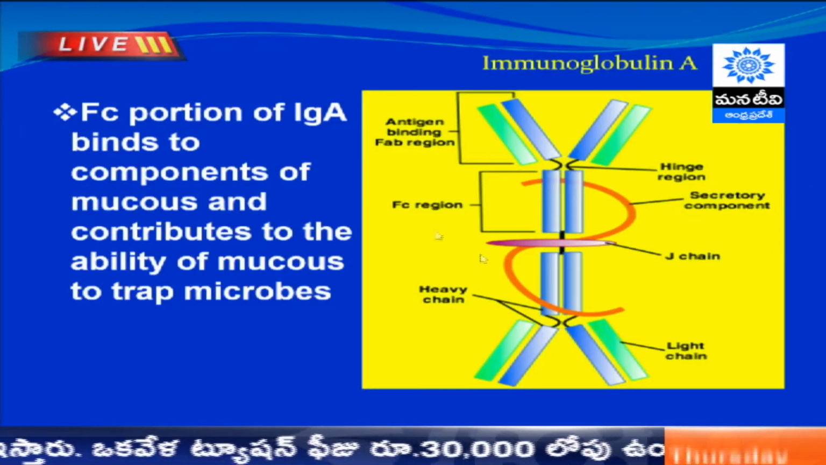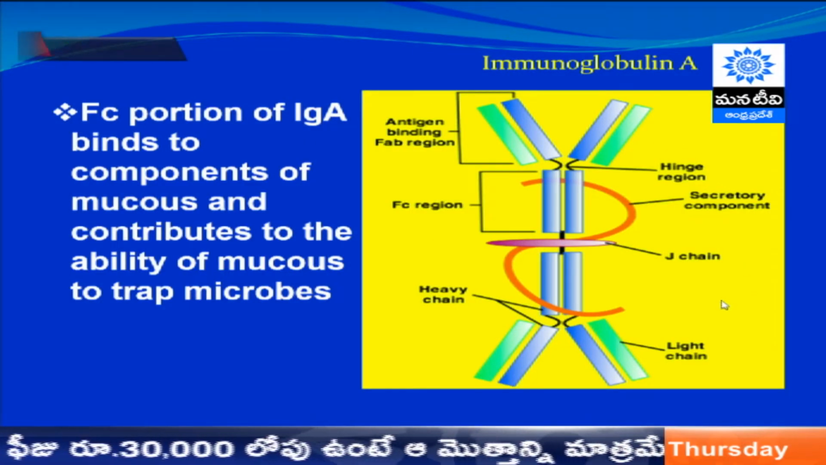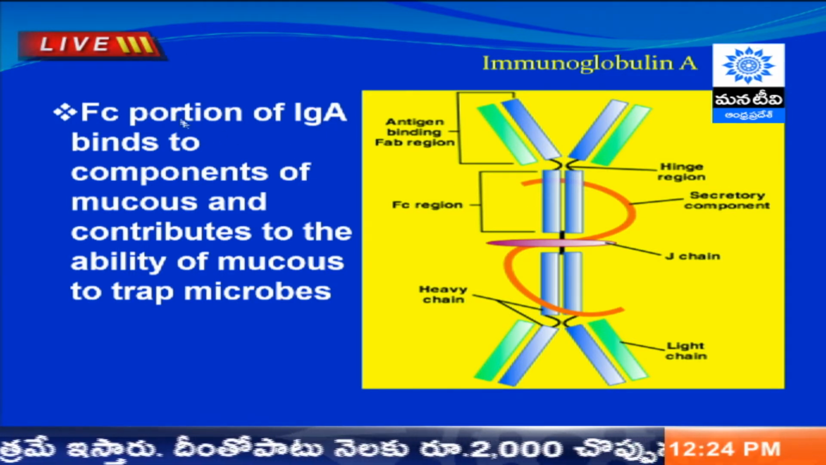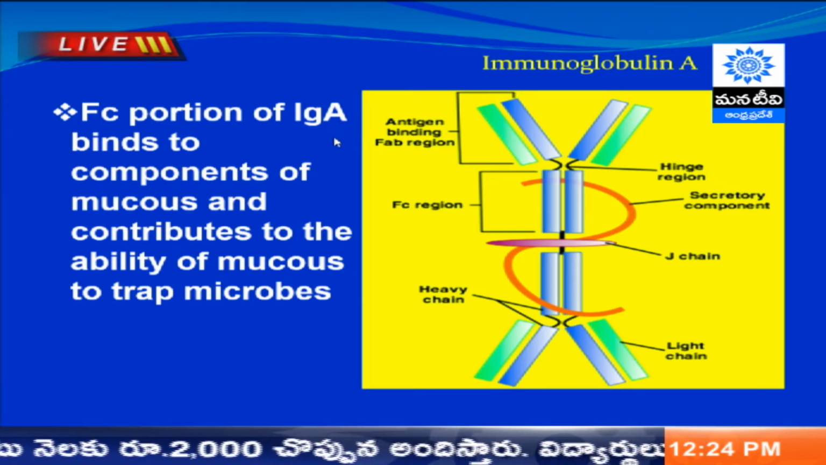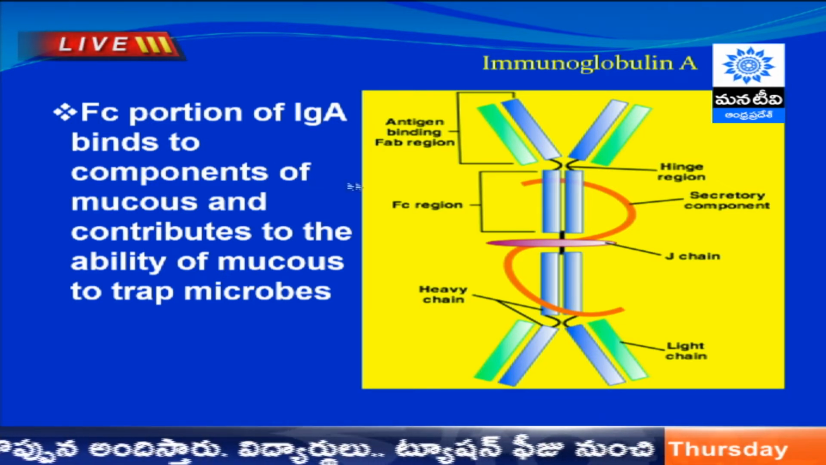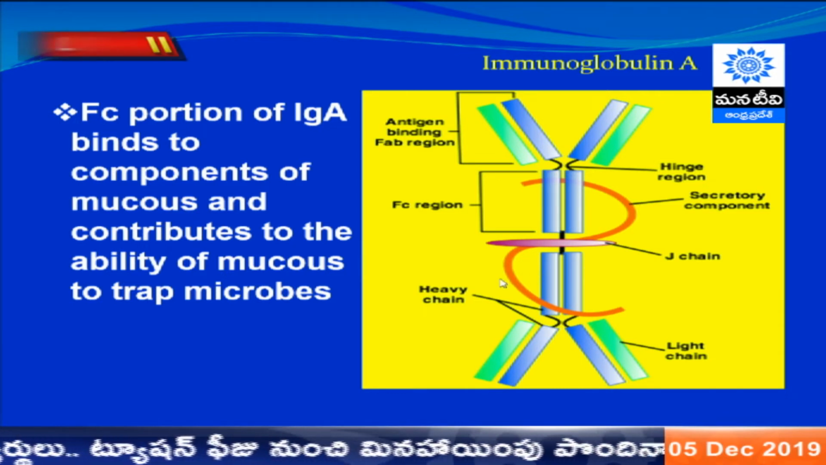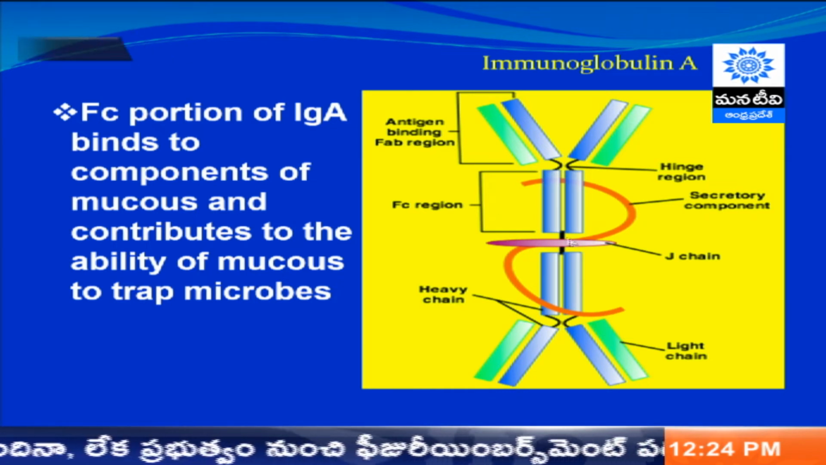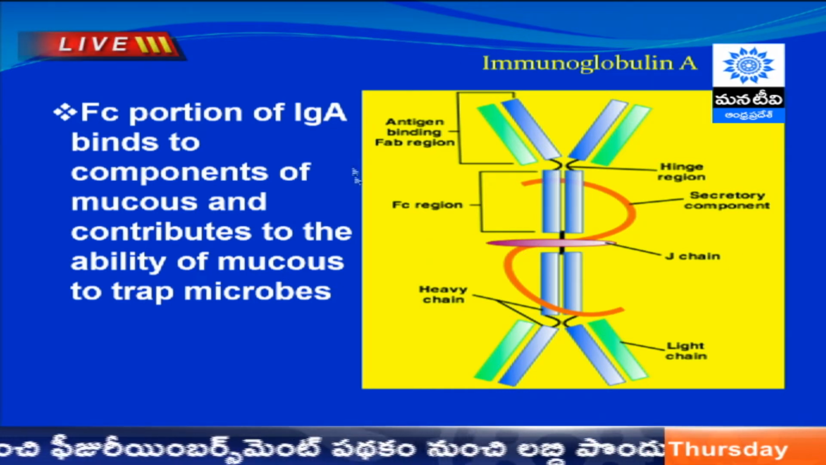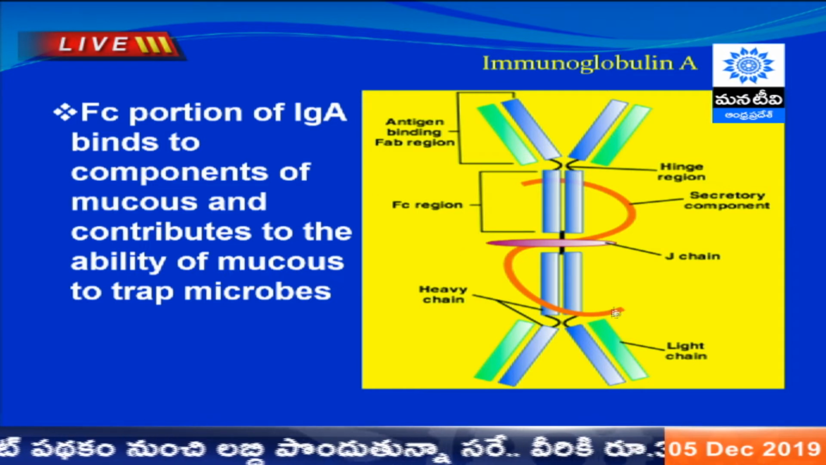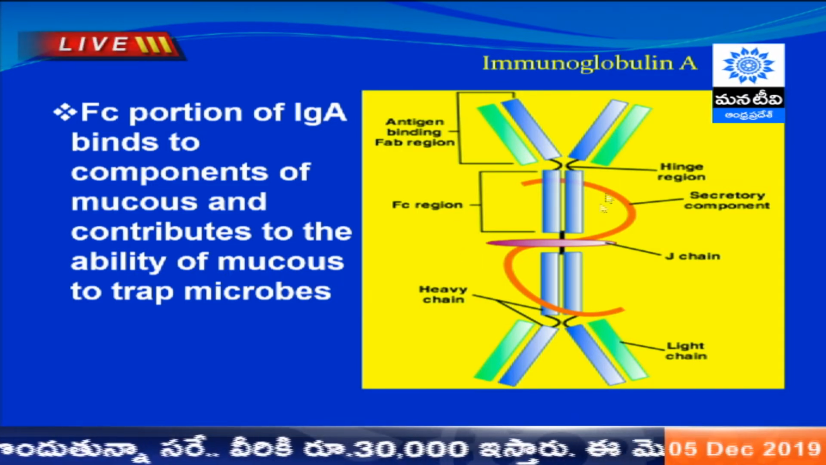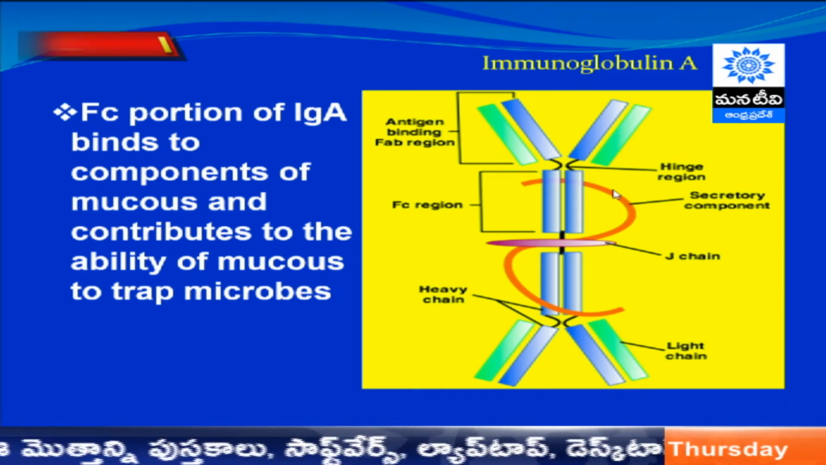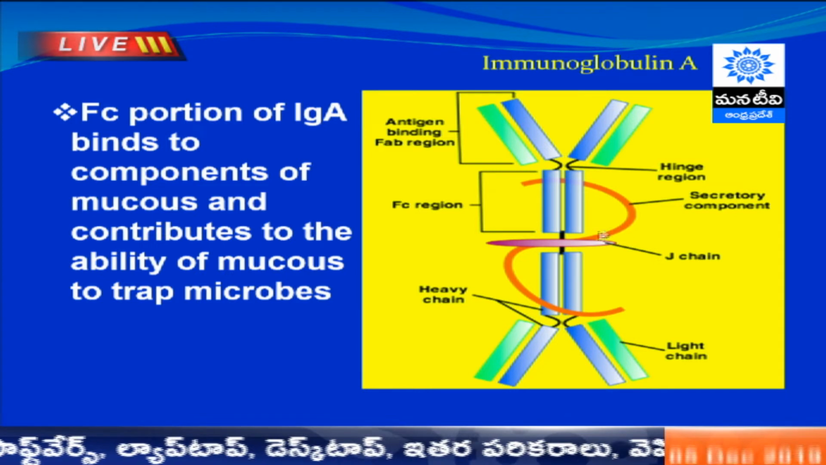Here you can see the structure of immunoglobulin A. This is also called secretory immunoglobulin. Here the crystallizable fragment portion of the immunoglobulin A binds to the components of the mucus and contributes to the ability of mucus to trap microbes. I have already told you that it is also called a mucosal paint. Here you can see in the structure the secretory part of the immunoglobulin. It binds to the antigens, and especially it is present in the mucous membranes and traps the microbes in this part.